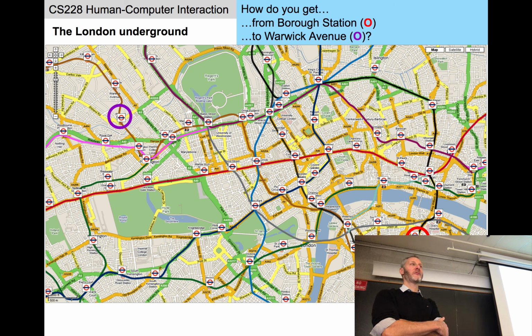How many people think they found the optimal route? No? You found a route. Welcome to the London Underground, yes.